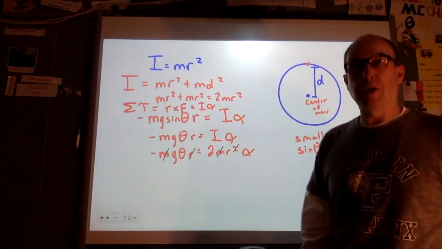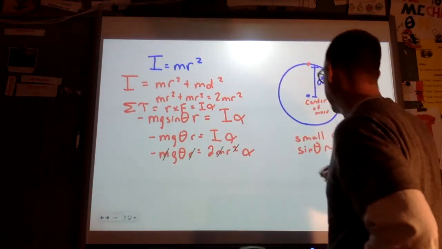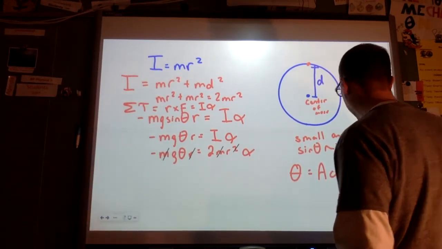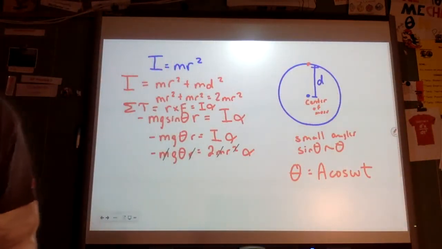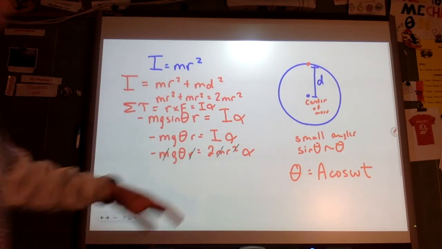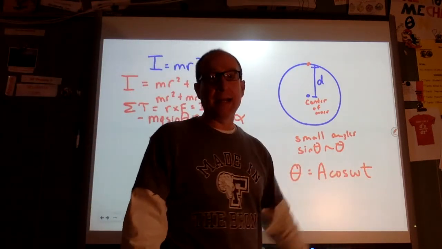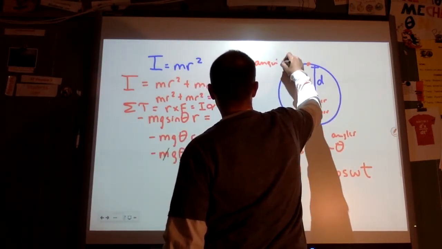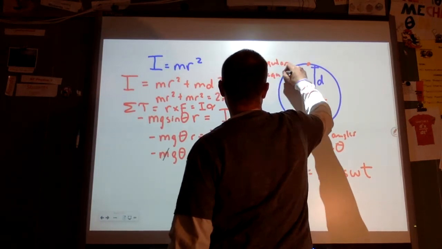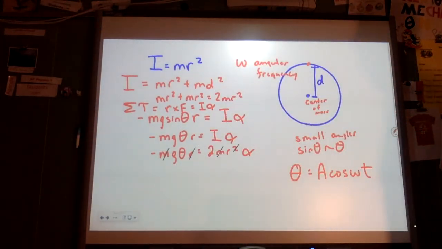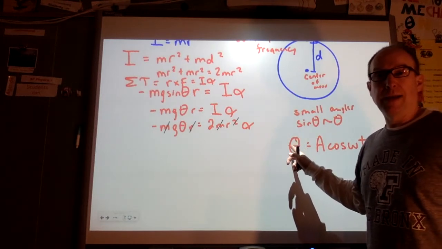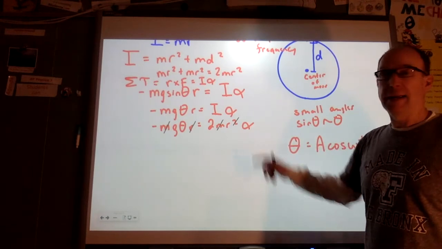All right, now the other substitution that we know is that we can say that theta is related to a cosine omega t. And again, this omega is our angular frequency, not our angular velocity. And I know that the second derivative of theta with respect to time is going to be our angular acceleration.